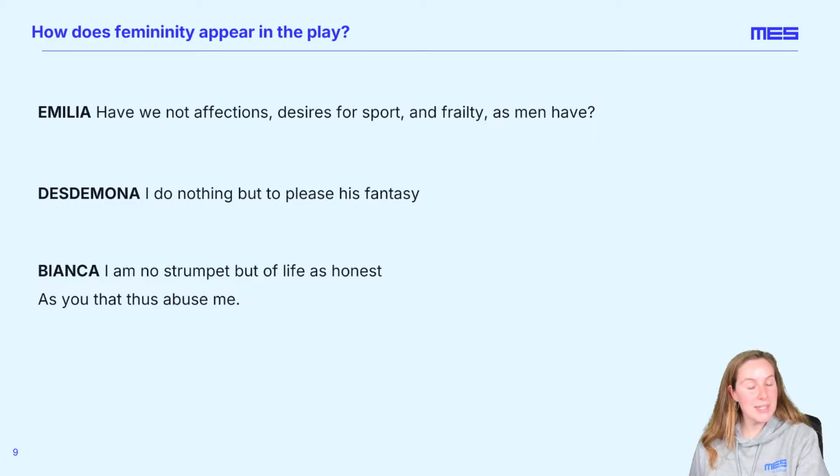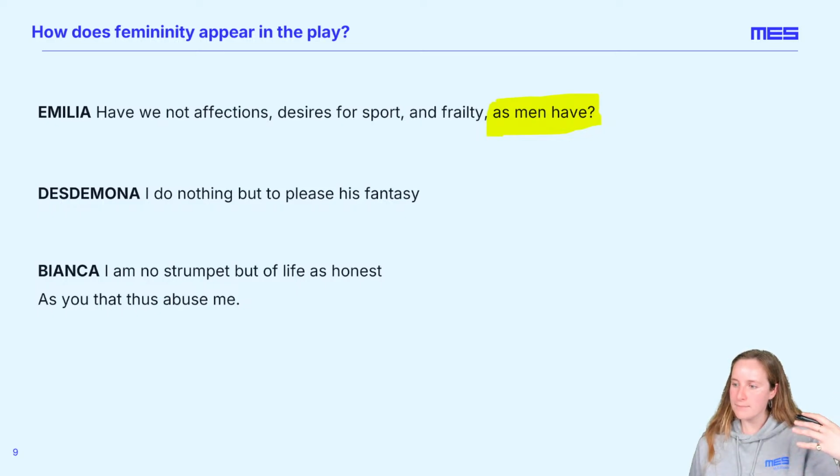Then, how does femininity appear in the play? We've got a couple of different ideas here. Emilia says, have we not affections, desires for sport, and frailty as men have? Emilia here being our kind of outspoken proto-feminist character, meaning feminist before feminism was really an idea, and thinking very similar to Shylock from Merchant of Venice, bringing women into this conversation and saying, well, don't we also have these same ideas as men, these same experiences as humans as men, or not?